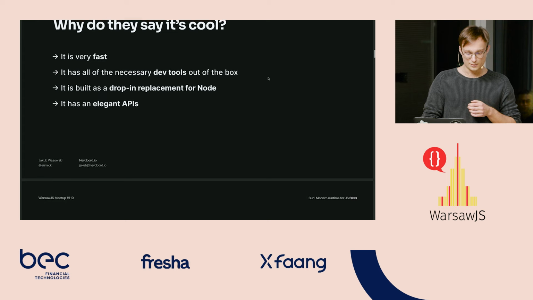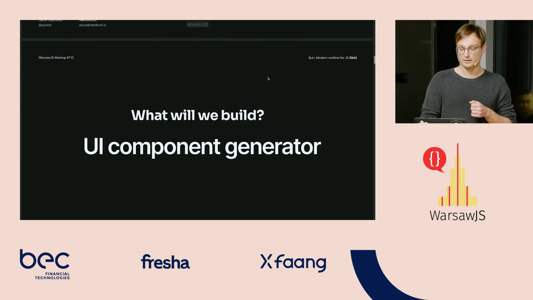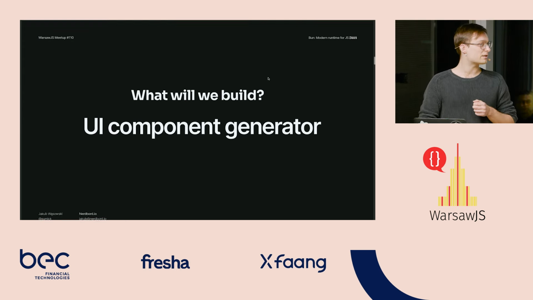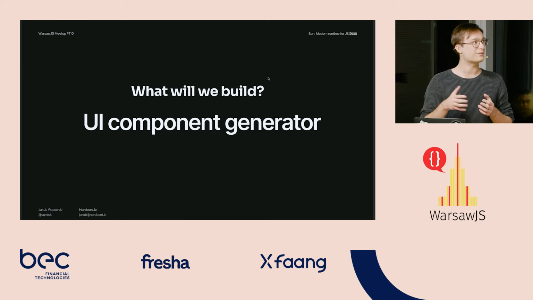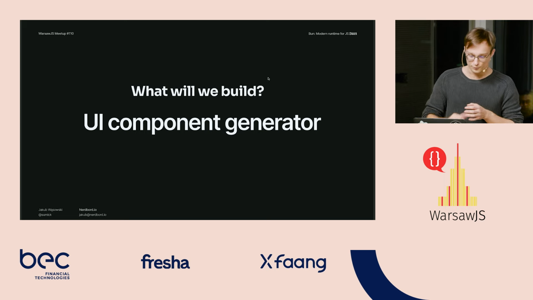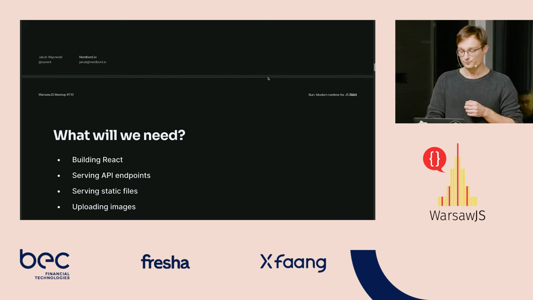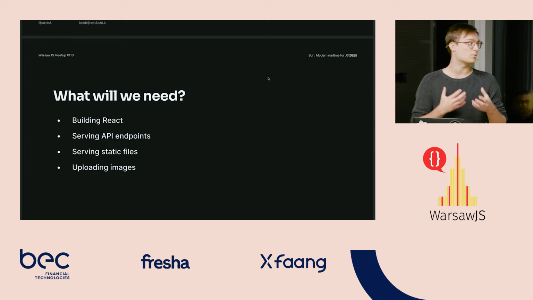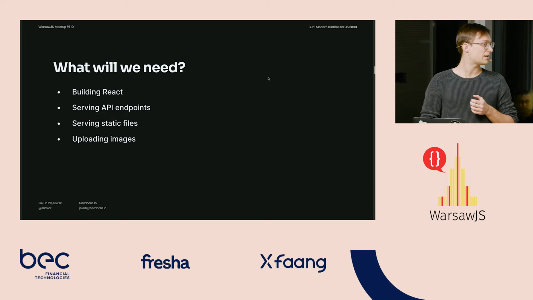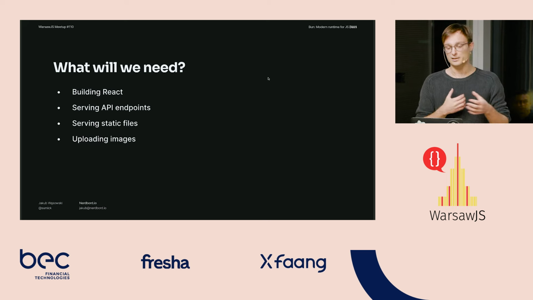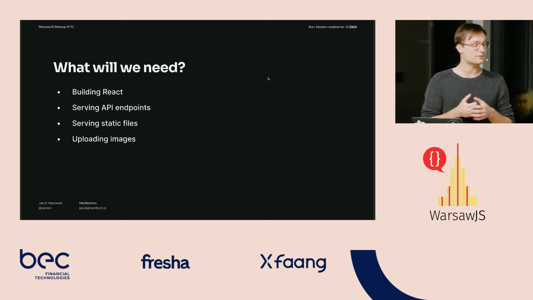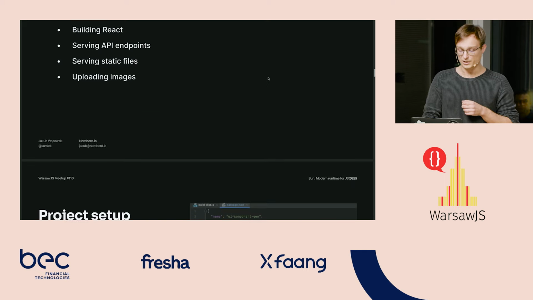So what are we going to build in Bun? We are going to build a UI component generator with the help of GPT. To make it happen, I'm going to need some way to build React. I need some way to serve API endpoints, and I need some possibility to serve static files as well as upload images. So let's go to project setup.